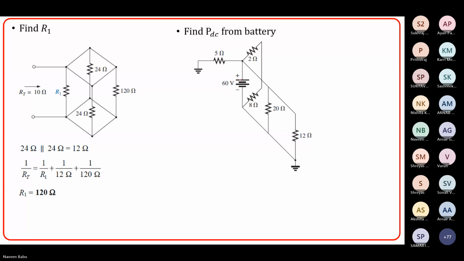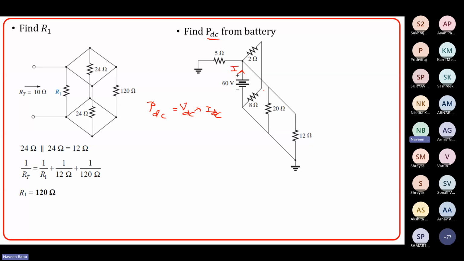Now, you have to find out the power dissipated from this particular battery. Please note it is a DC power that has been asked. We are studying only DC voltages. So DC power is nothing but DC voltage multiplied by the DC current, which means you know that VDC is 60 volts. You have to find out what the current is here. If you want to find the current, you need to find the equivalent resistor.